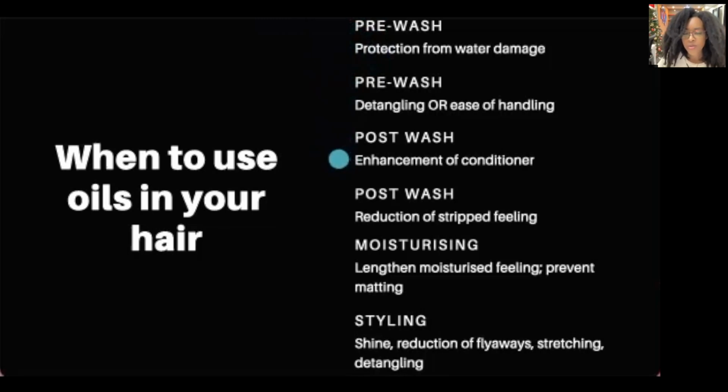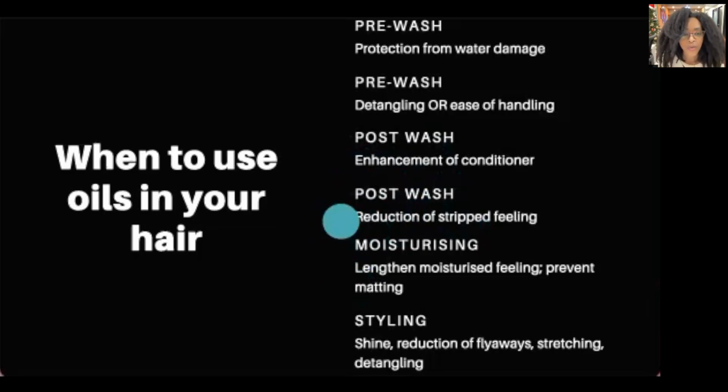You may want to use an oil or butter in your hair after you wash to enhance your conditioner to make your hair feel even softer than it does after you use your conditioner. You may want to use it after you rinse out your conditioner to reduce the stripped feeling. So some people like to do what is called oil rinsing. You can use it then.